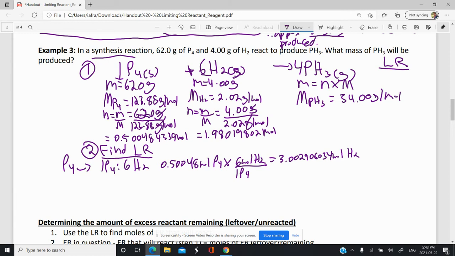This is what should react. Okay. Now, if we go look at our H2 over here, we have 1.98 moles. So 3 moles should react with that many moles of P4, but we don't even have that. We have less than that. We have 1.98 moles. So since 1.98, what we have, is smaller than 3.00, so on and so forth, what should react?